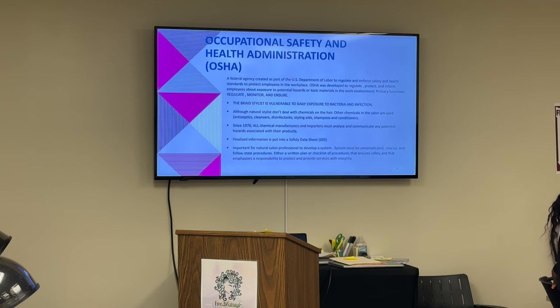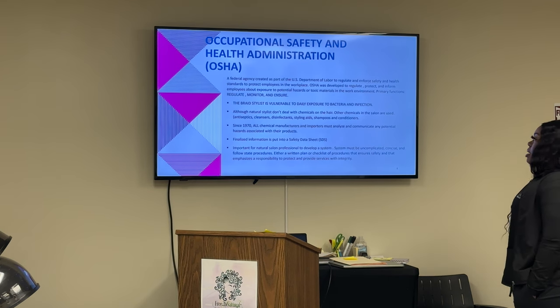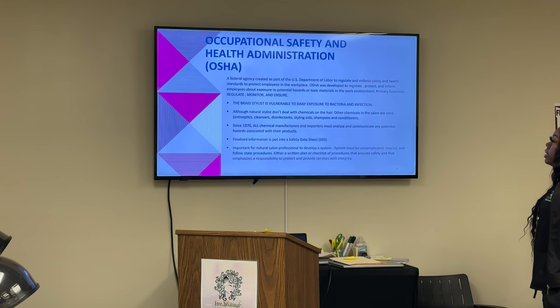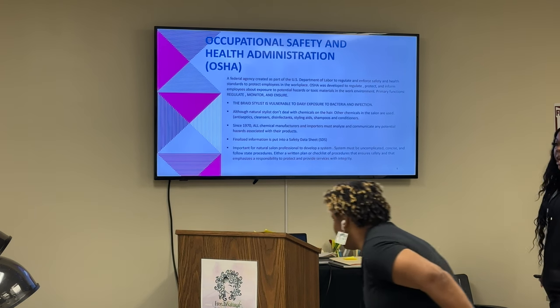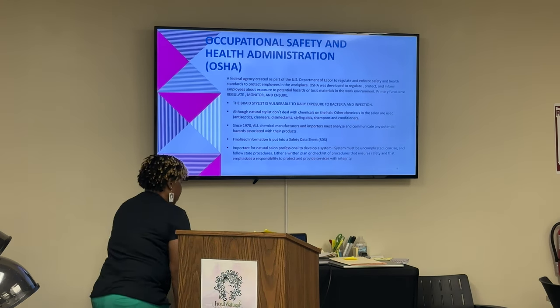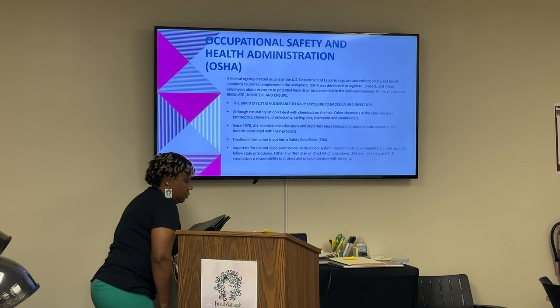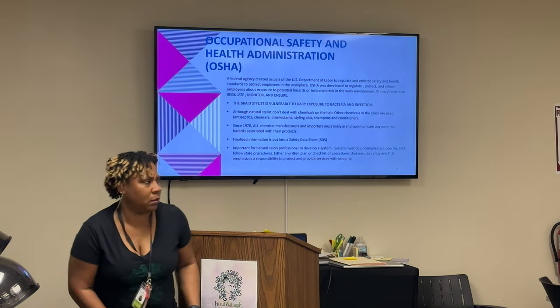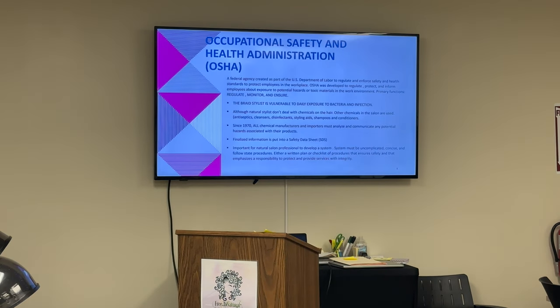The braid stylist is vulnerable to daily exposure to bacteria. Although natural stylists do not deal with chemicals on the hair, other chemicals in the salon are used: antiseptics, cleansers, disinfectants, styling aids, shampoo, and conditioners. Since 1970, all chemical manufacturers and importers must analyze and communicate any potential hazards associated with their products. All finalized information is put into the safety data sheet, the SDS.